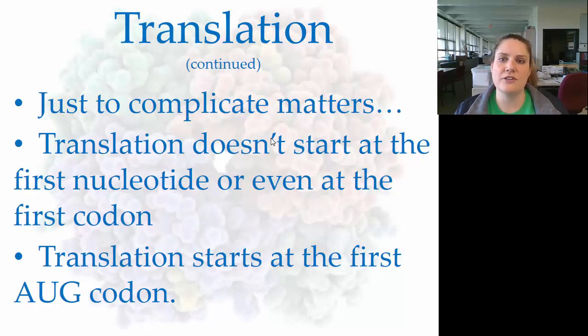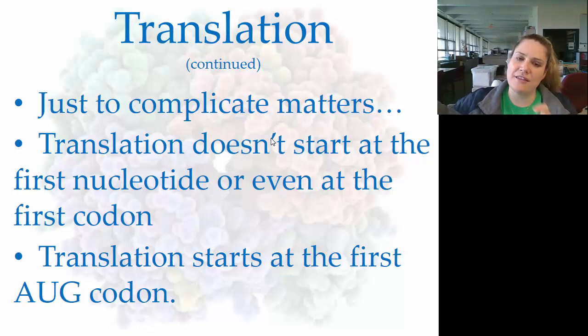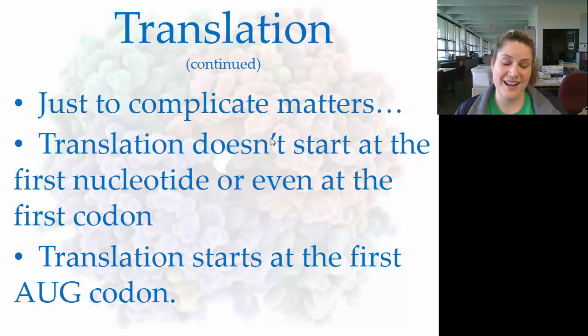Now, just to complicate matters, translation doesn't start at the first nucleotide. And translation doesn't even necessarily start at the first codon. Translation is going to start at the first AUG codon. So the ribosome is going to read along a gene, read along a piece of mRNA, all the way until it reaches the AUG codon. Okay? So until there's an AUG codon, everything else gets ignored. Everything gets ignored before that point.